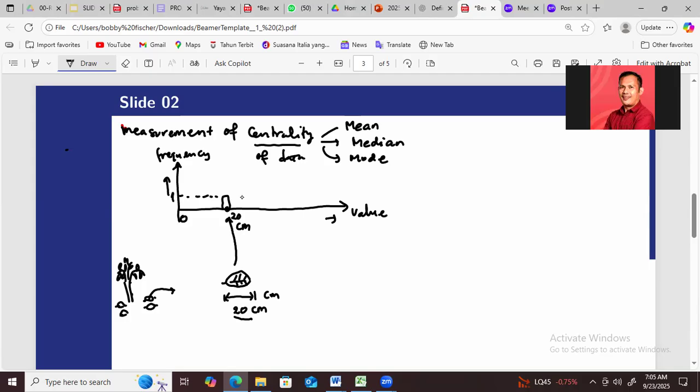And then you take another leaf and you measure again the length of the leaf. Say that this is 21 centimeter. And then you put it here again in this position because this is 20, this is 21. So in 21 you have another one leaf, and so on and so forth.